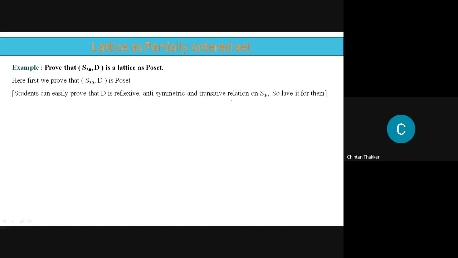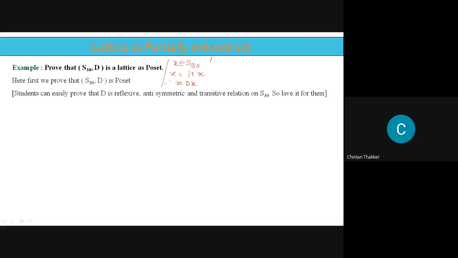We take any element x belonging to S30. Then x can be written as 1 into x, so therefore x divides x, so it is reflexive.